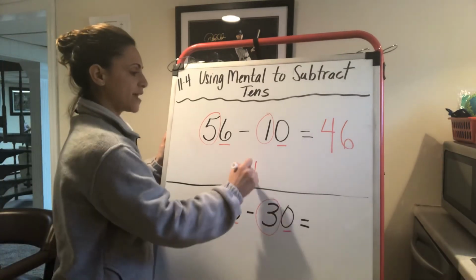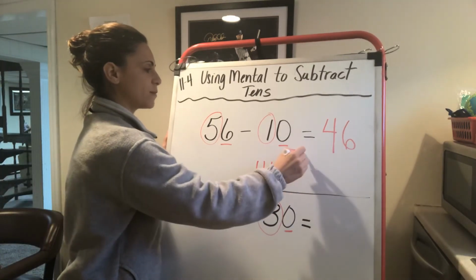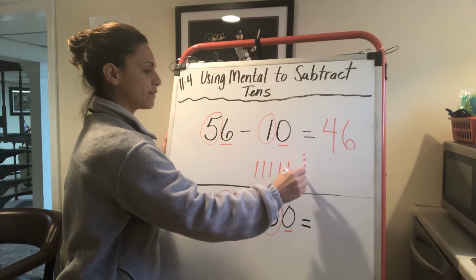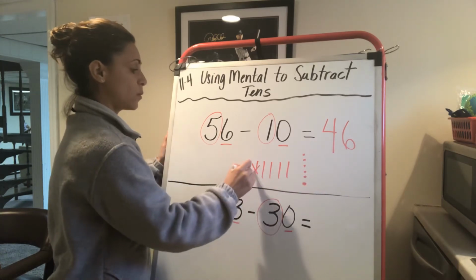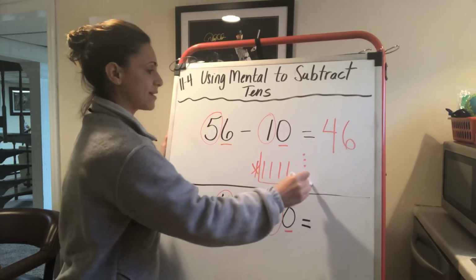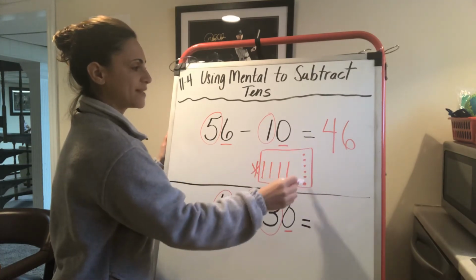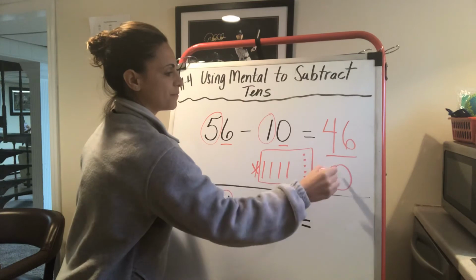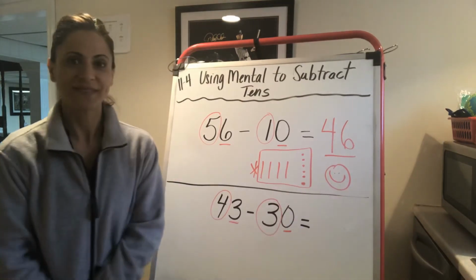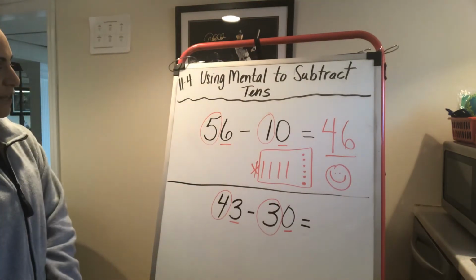Check your work. 10, 20, 30, 40, 50, 51, 52, 53, 54, 55, 56. Take away only 1 group of 10, leaves me with 10, 20, 30, 40, 46. Got it right. Okay. Last one, 43 take away 30.